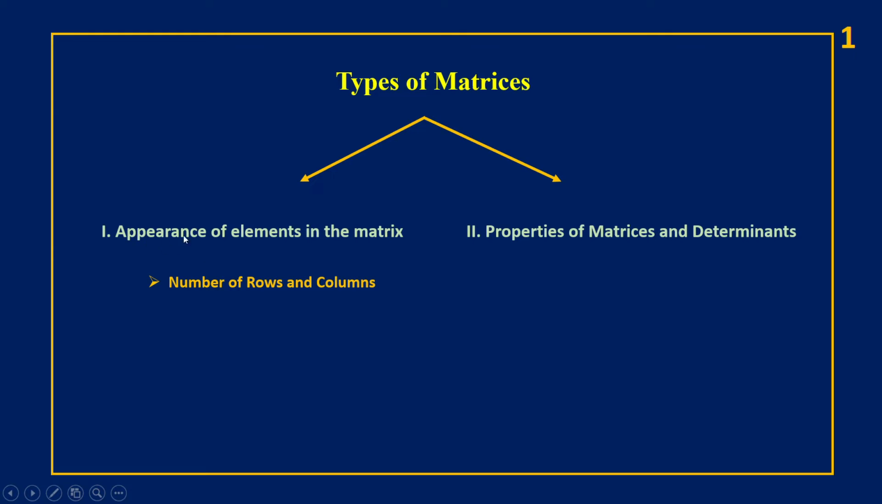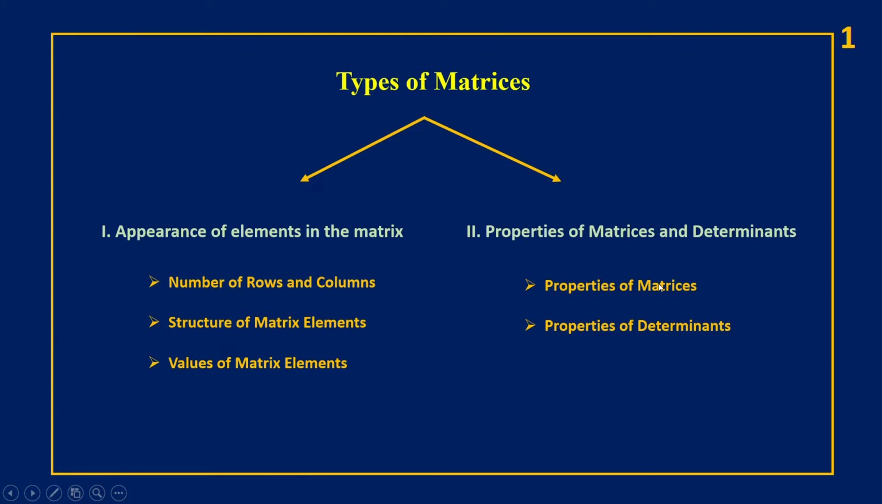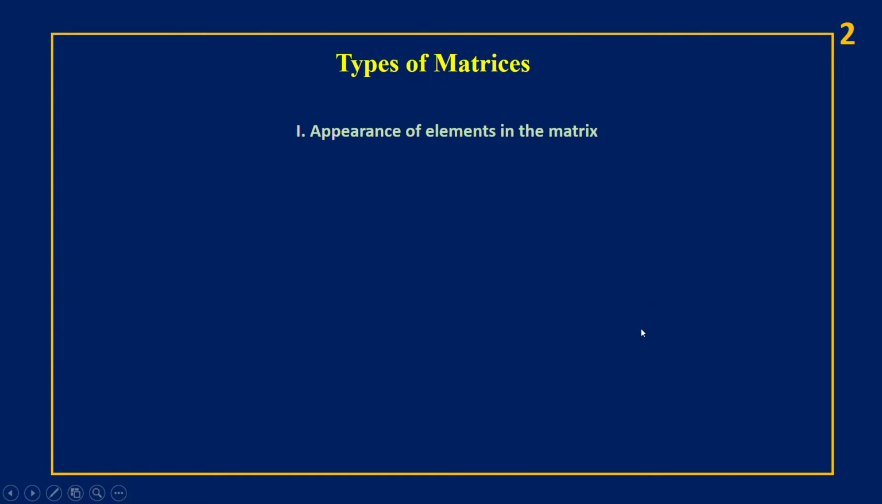On the basis of appearance of elements in the matrix, that can be subclassified on the basis of number of rows and columns, based on the structure of matrix elements, and based on the values of matrix elements. And on the basis of properties of matrices and properties of determinants, the types of matrices can be subclassified. So I will explain one by one.